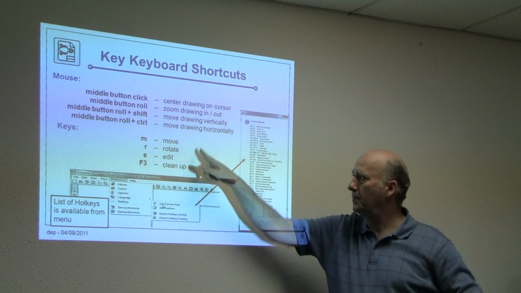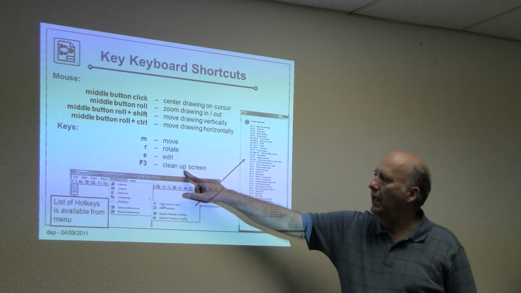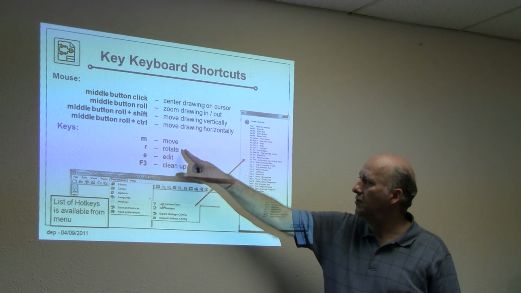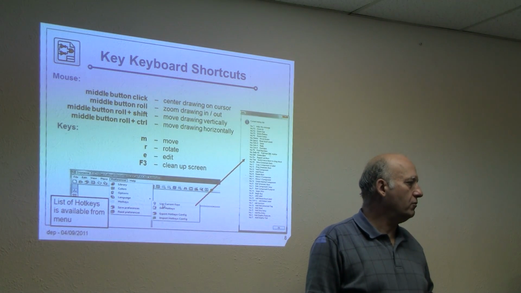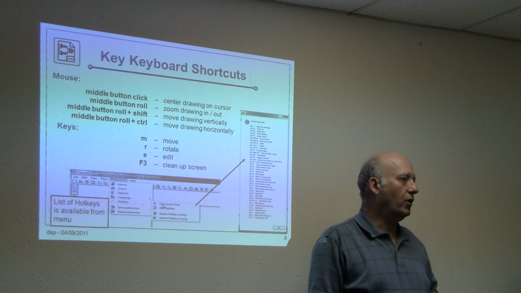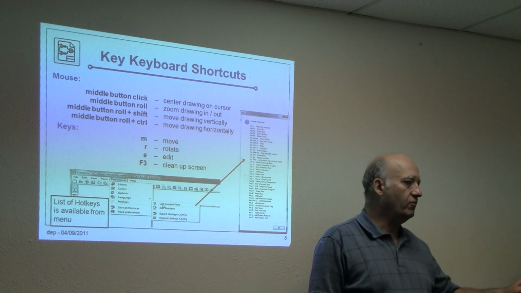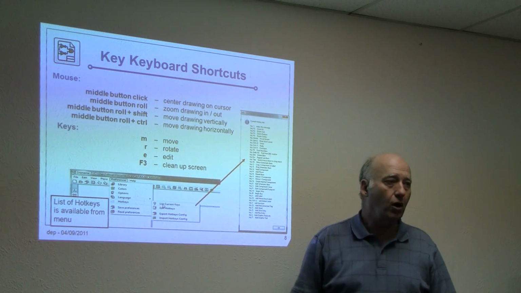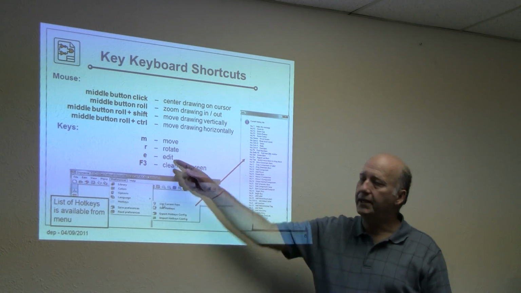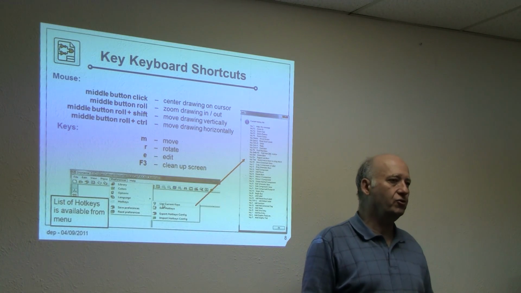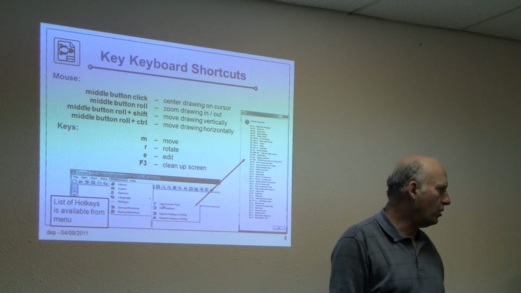Okay. Keys. There are four absolutely need-to-know keys. If you hover over a part or a component or a footprint or a label and you hit M, you can now move it. If you hit R, whatever it is, it'll rotate. If you hit E, it'll allow you to edit its value or whatever editing is allowed on the part.